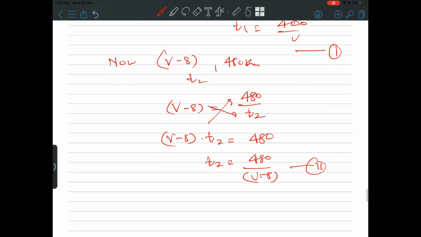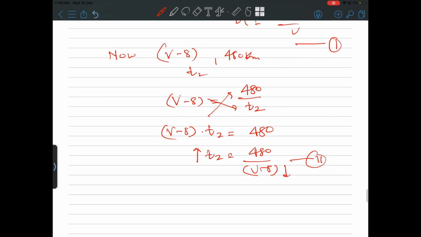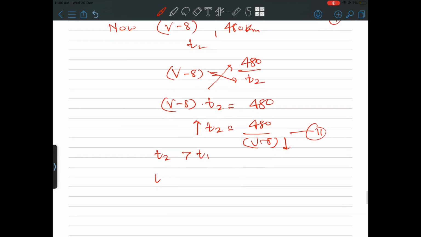The question says that the journey would have taken 3 hours more, right? It means that because speed has decreased, time has increased. So t2 is greater than t1, because when you cover the same distance at lower speed, you are bound to take more time. So the difference between t2 and t1 is how much? This is 3 hours, given in the question.